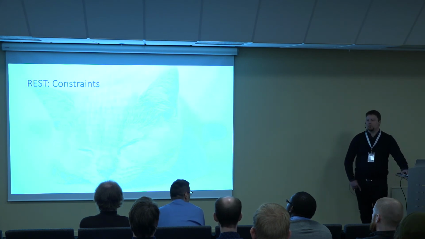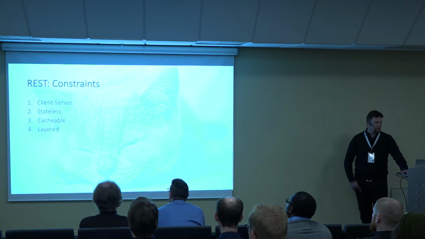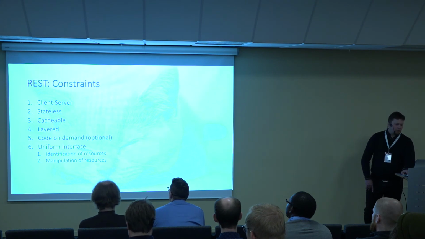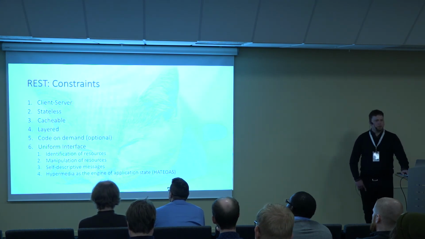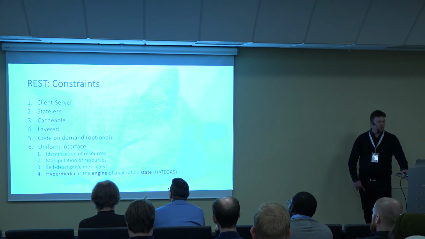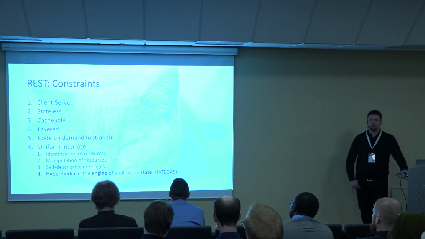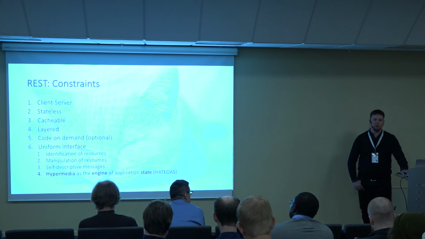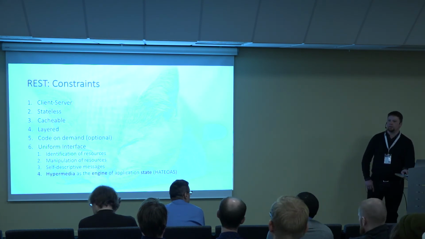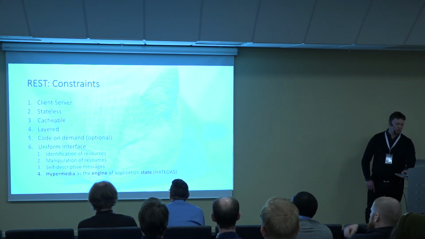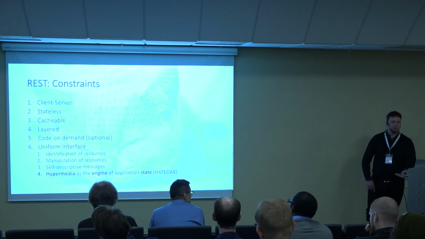Now REST has a few constraints. I'm not going to go through them in detail because they are documented well on the web. But I'm going to focus a bit on the fourth sub-point of the uniform interface constraint. It says that Hypermedia should be used as the engine of application state. And that's a very hard concept with an even worse abbreviation. And that's why I'm going to use some time explaining what it is. It says something about state.